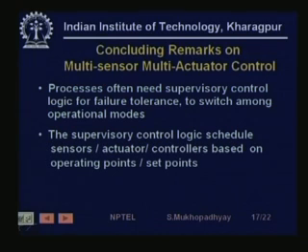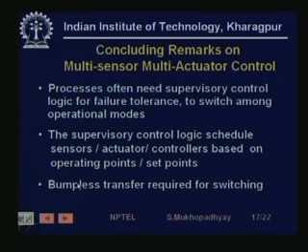So, this is called supervisory control logic, and for process operations you often need that. Sometimes this is achieved by control loops. You can switch among operational modes, and this supervisory control logic schedules sensors and actuators, sometimes using this actuator, sometimes that actuator, based on operating points and set points.